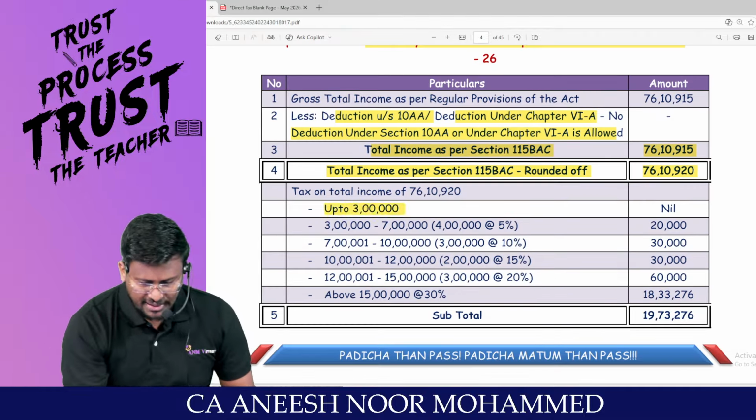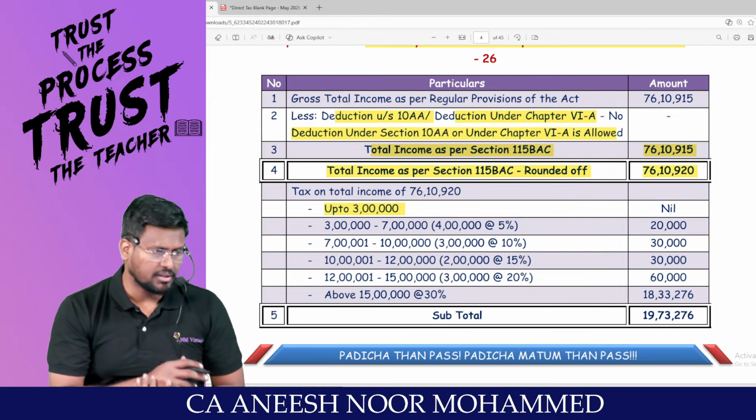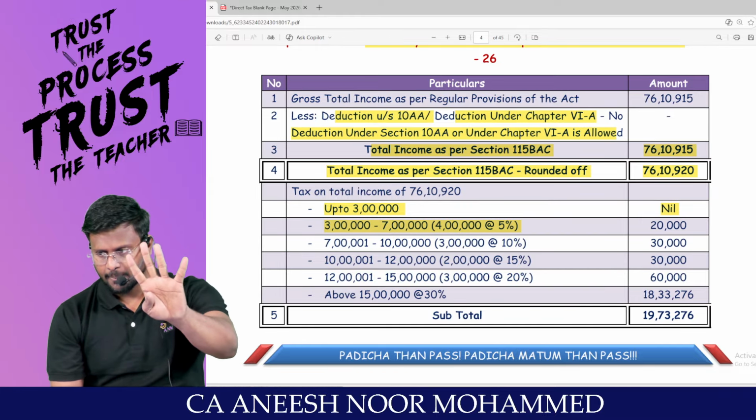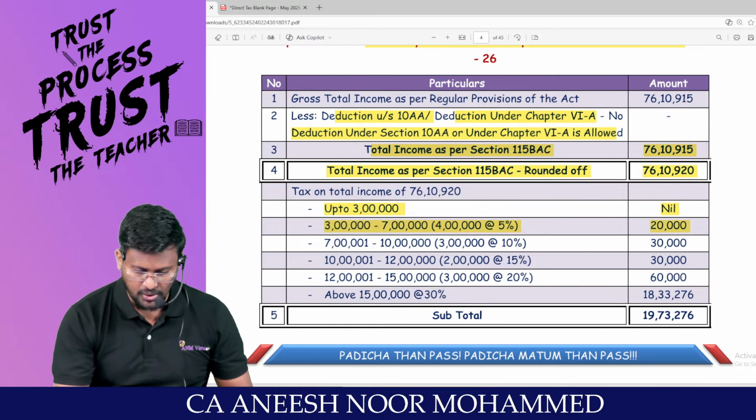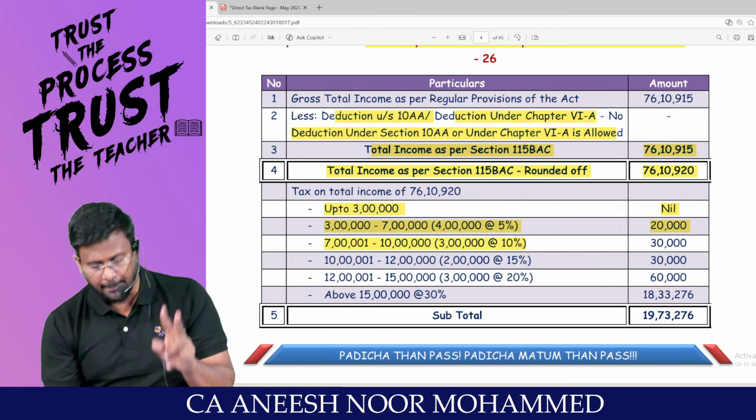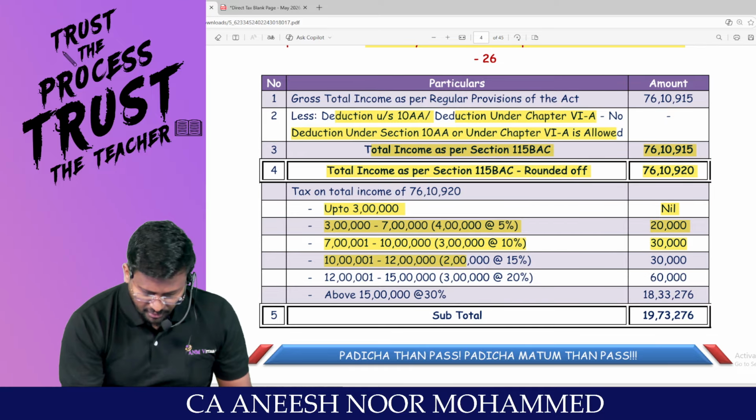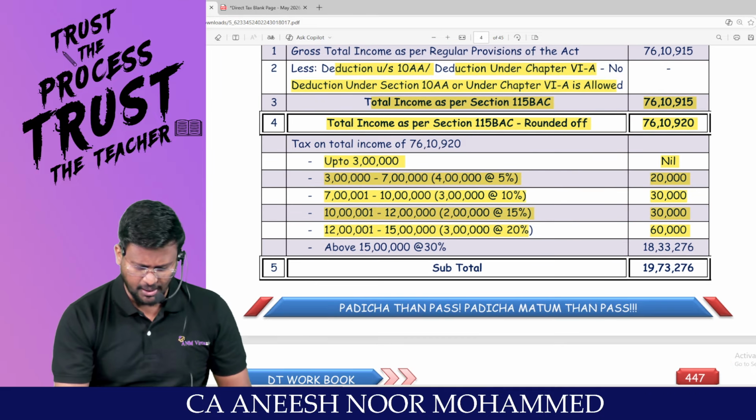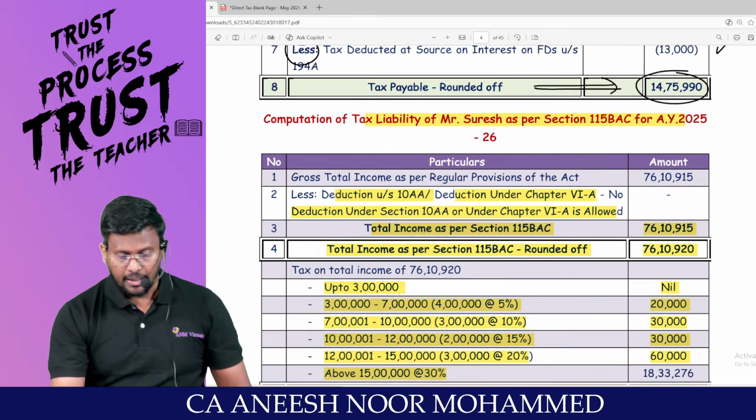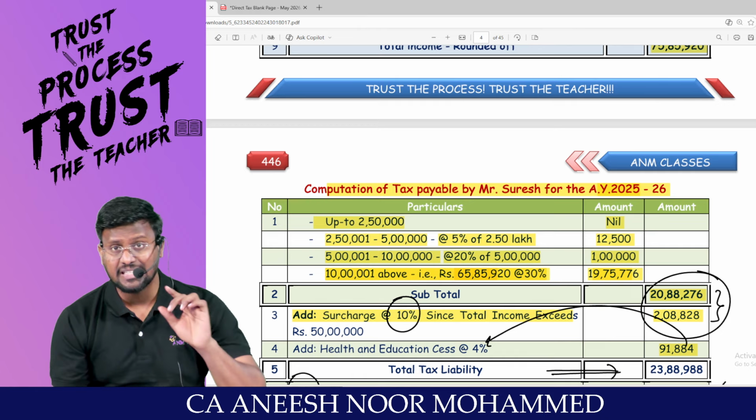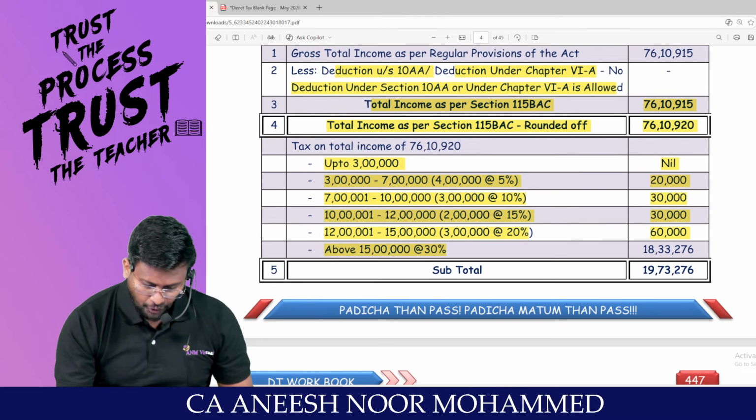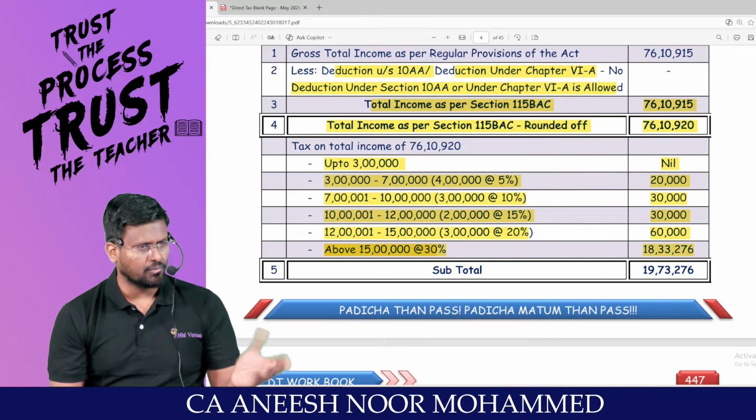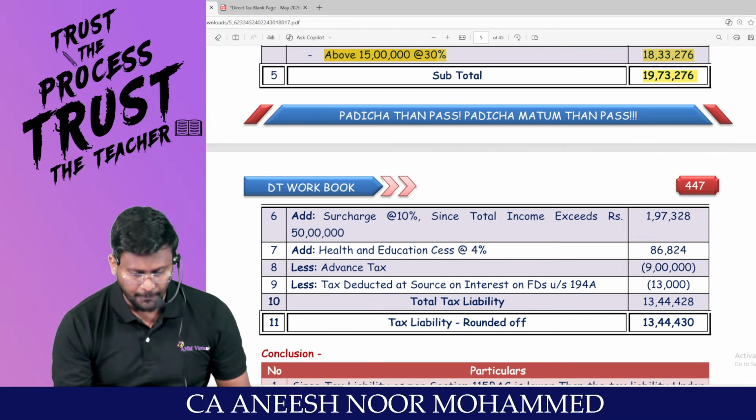Up to 3 lakh, irrespective of age, there is no age limit in the default tax regime. It is nil. 3 lakh to 7 lakh, gap of 4 lakh, at the rate of 5% comes to 20,000. 7 lakh to 10 lakh, again a gap of 3 lakh, you will be having 30,000. 10 lakh to 12 lakh at the rate of 15%, and 12 lakh to 15 lakh at the rate of 20%, above 15 lakh. That's what I said. In the optional tax regime, above 10 lakh itself, 30%. But in the default tax regime, above 15 lakh, 30%. So whatever may be the figure, you will be getting the subtotal on that.